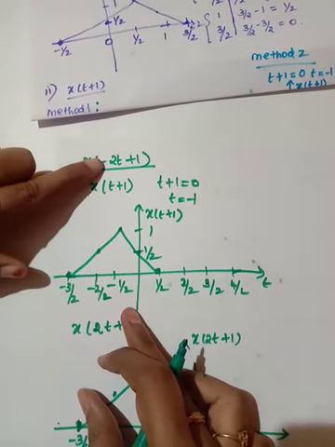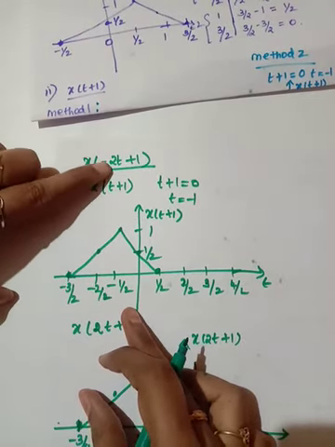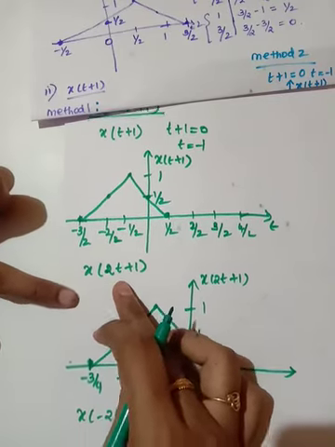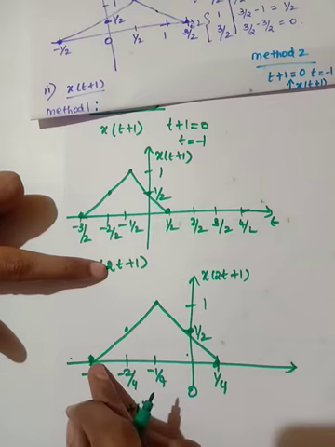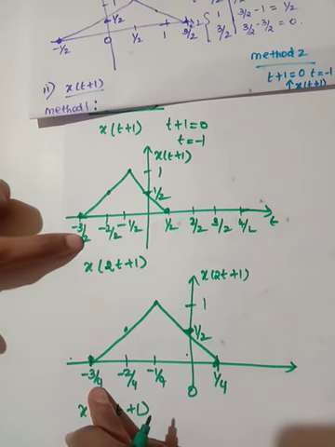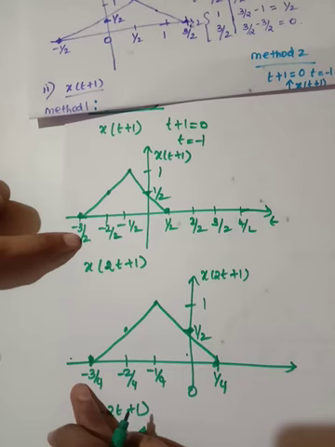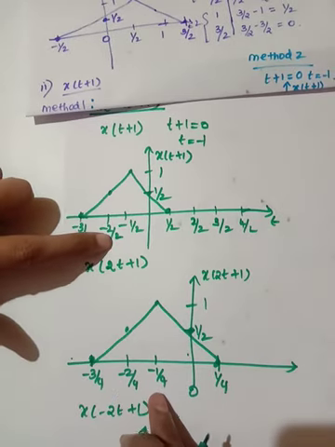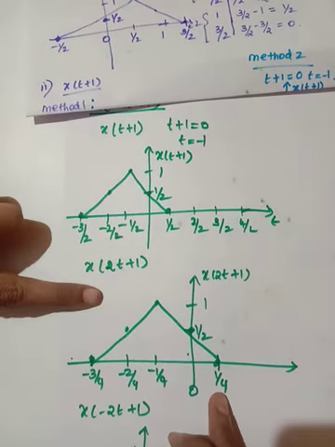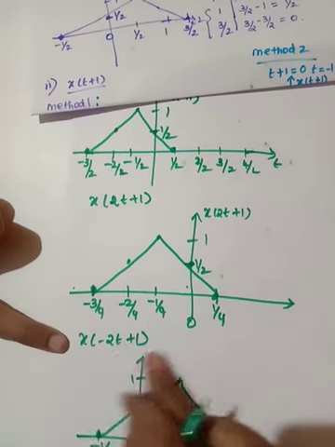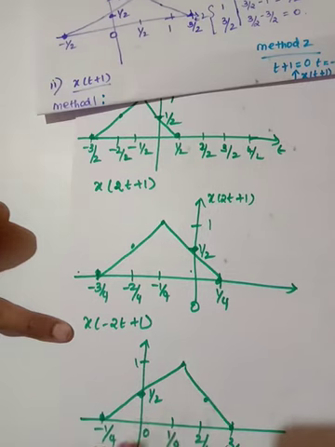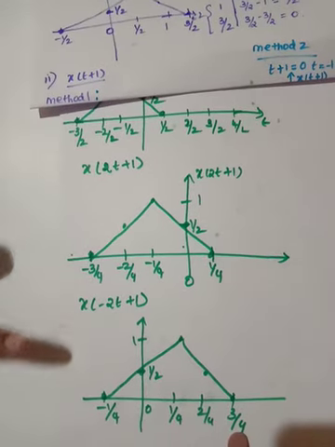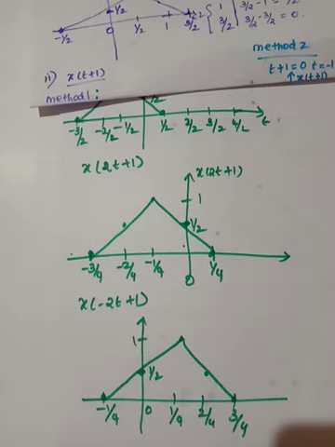Next, you can do either time reversal or time scaling. Here I have chosen time scaling. This represents a compression of the signal, so I am going to divide this by 2. I am getting minus 3 by 4, minus 2 by 4, minus 1 by 4, 1 by 4. Next I am going to perform reversal, so this signal will get reversed, from minus 1 by 4 to 3 by 4. So within 3 steps we can do it.